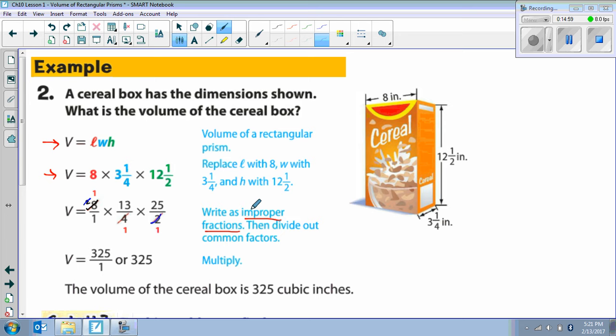And then when you multiply straight across, you're going to multiply 1 times 13 times 25. That gives you 325. And 1 times 1 times 1 gives you 1. So your final answer is 325 inches cubed.